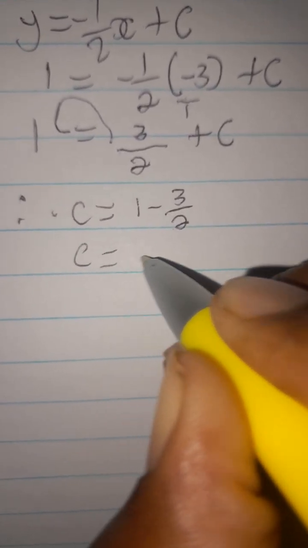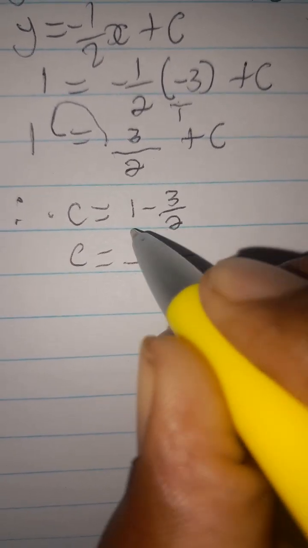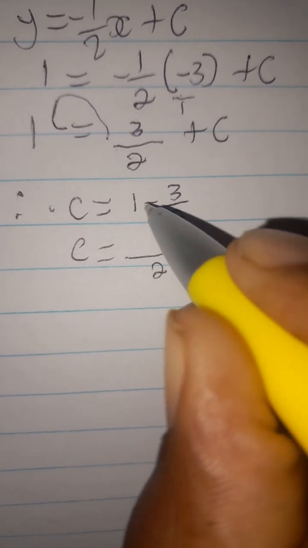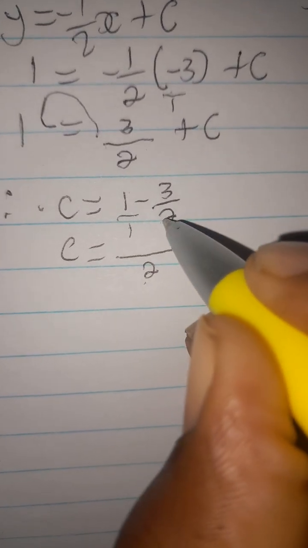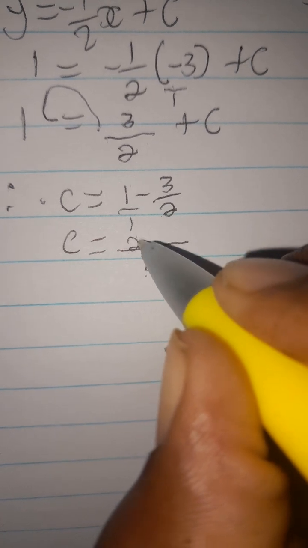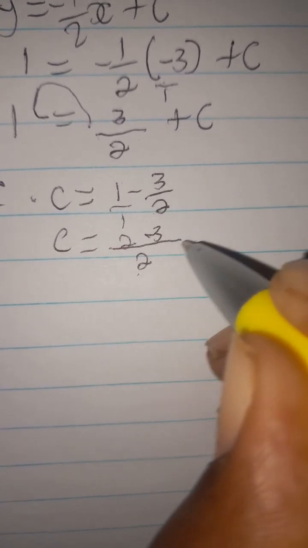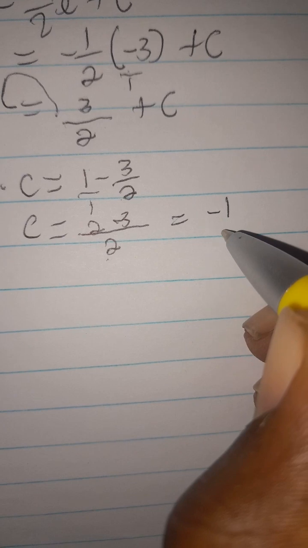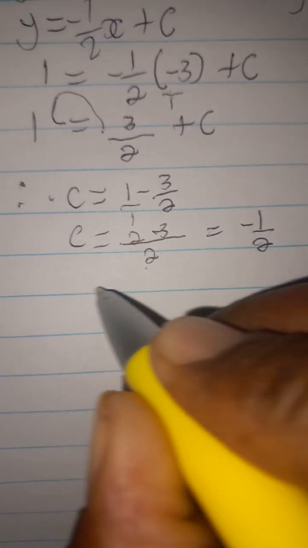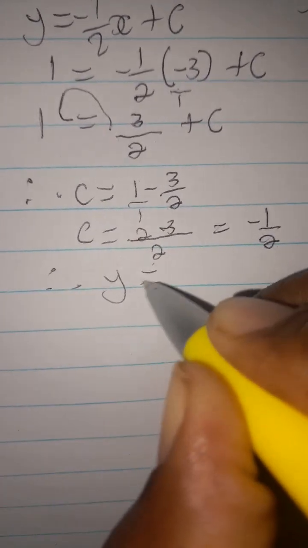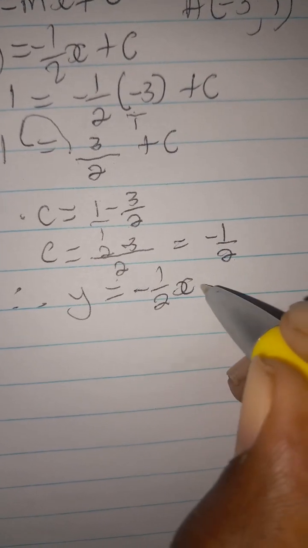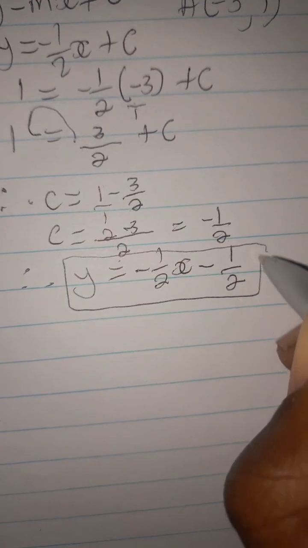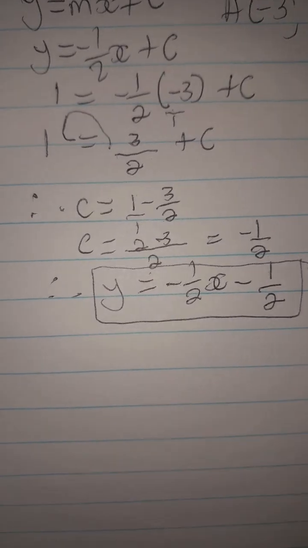If you're doing it mentally, we know that this is 1 times 2, which is 2. Then it's the same as having 1 over 1. 1 times 2 is 2, 2 times 1 will be 2, 1 times 3 is 3. Then we're going to have -1 all over 2 as our c. Therefore, our equation is y = -half x minus half, right? So that's going to be our equation there.